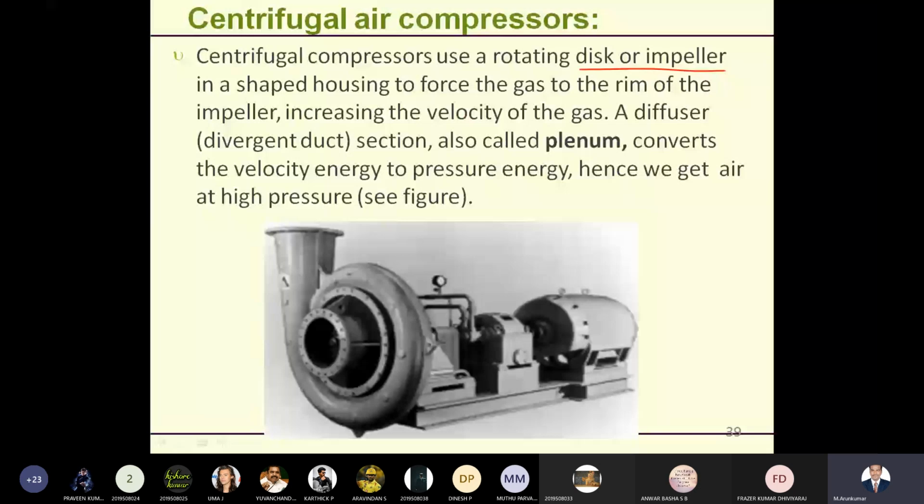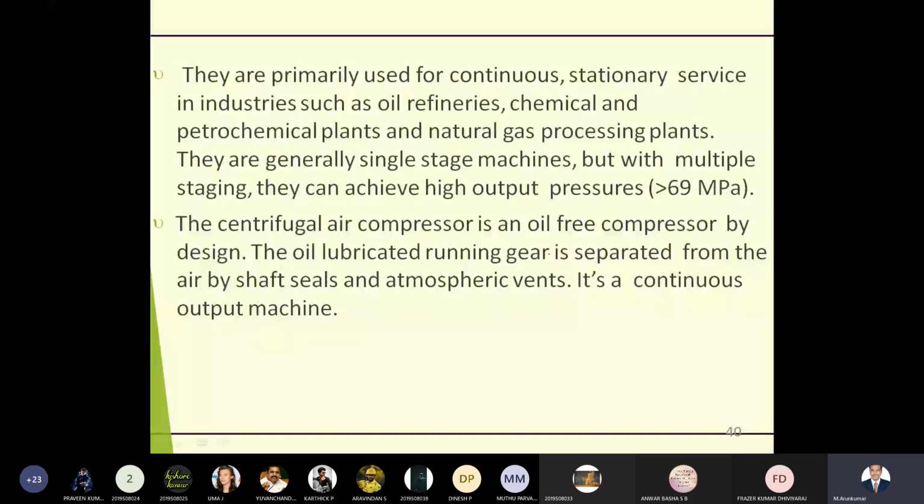Then a diffuser, that is your divergent duct. So this is your divergent duct. These divergent duct sections are also called the plenum. This will convert the kinetic energy to pressure energy. So increased velocity will give you increased pressure. Hence we get air at high pressure. They are primarily used for continuous stationary services in industries such as oil refineries, chemical and petrochemical plants, and natural gas processing plants. So we can see these kinds of rotary centrifugal compressors in all these applications.